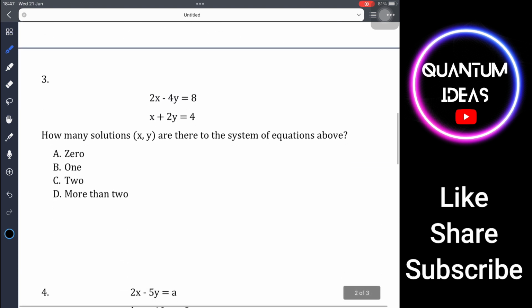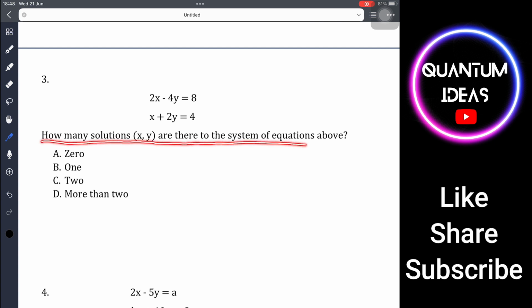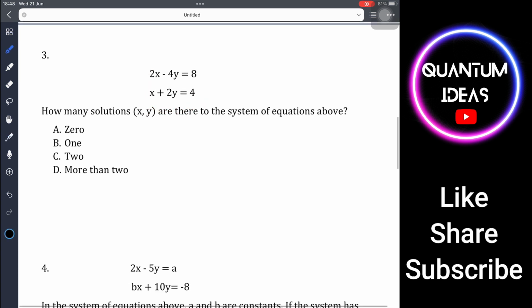So number 3. How many solutions (x, y) are there to the system of equations above? So this is a very important question. It is asking how many solutions. It's talking about the possible solutions of the given equations above. So for this we have a trick. So let's get the trick. We are given two equations.